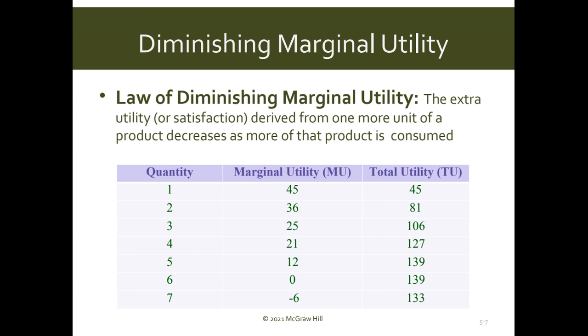By marginal utility, I mean the extra utility derived from one more unit of a product. And if it decreases as more of that product is consumed, that is diminishing marginal utility. So you can see this table. This table shows the law of diminishing marginal utility. But notice one important thing in this table.